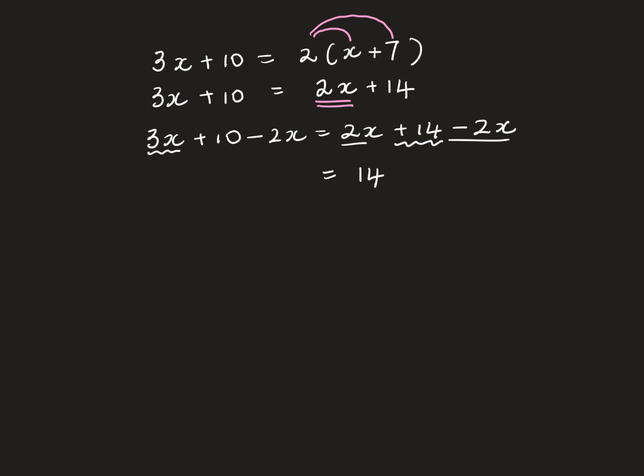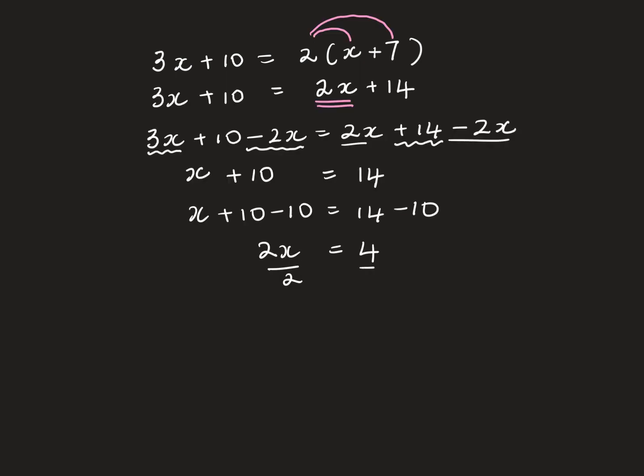What have I got over here? I've got 3x minus 2 of them. 3 of them minus 2 of them is 1 of them, which I just write as x. x plus 10 equals 14, and then it's straightforward from there. 2x is equal to 4, divided by 2, and x is equal to 2. So if you've got one that looks like this, that's got brackets in it, all you need to do first is expand the brackets and then do what you would normally do.